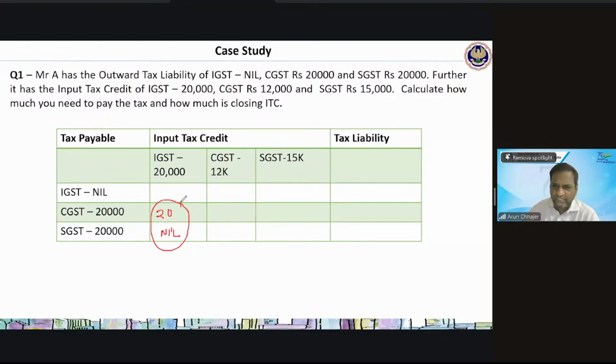Is it also allowed? Allowed. Can C give to the S? No. Can S give to the C? No. Now, what is the additional amount of C required? C's liability was 20, C took 20 from I, nothing is required. What is the closing balance of CGST? 12,000.